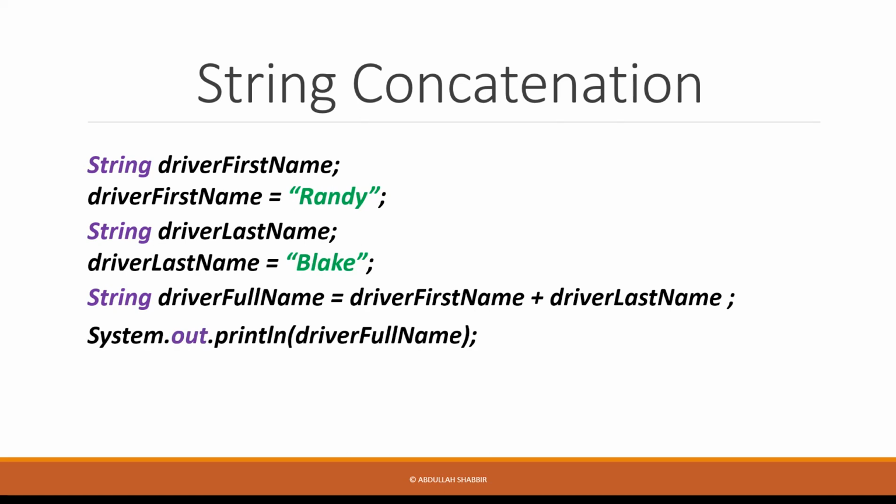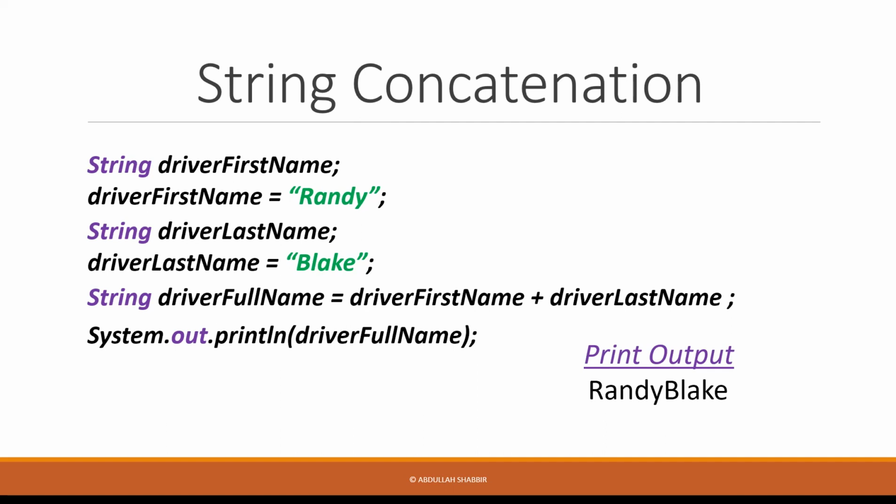Let's print it out using the println statement to see what's inside. And the output that I get is RandyBlake. Oh, it seems like I've just forgot to put spaces between them. Well, this is because I've just joined two strings together which didn't have any space in it, and that's what the string concatenation does. It just joins two strings without doing anything extra.